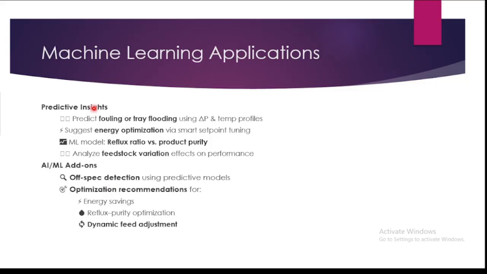Now, let's briefly look at how machine learning can enhance our distillation process. We can predict issues like fouling or flooding in advance using pressure and temperature data. ML can also suggest set points for better energy efficiency and purity. It helps understand how reflux ratio affects product quality and how feed variation impacts the performance. Advanced models allow off-spec detection and can even recommend dynamic adjustments for optimization.